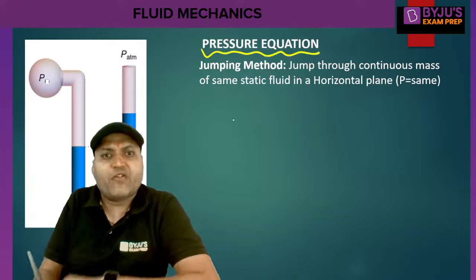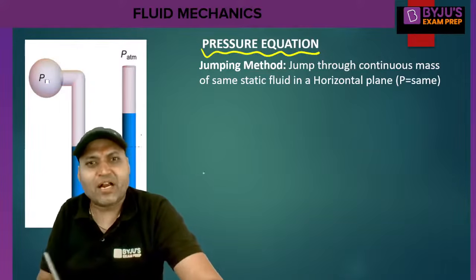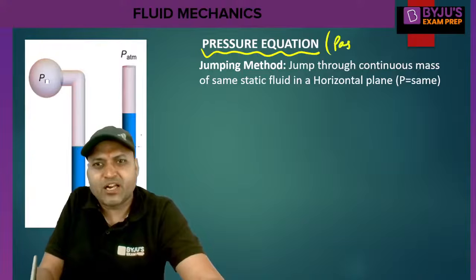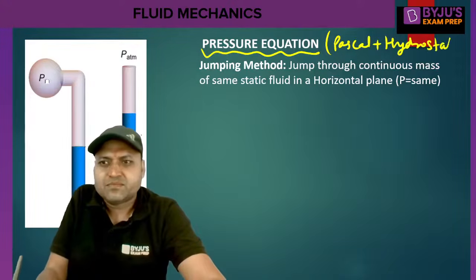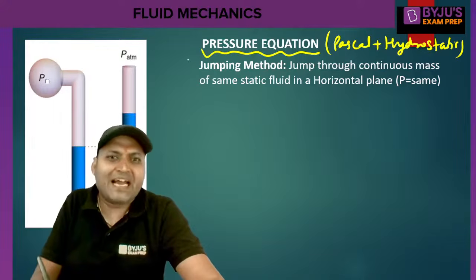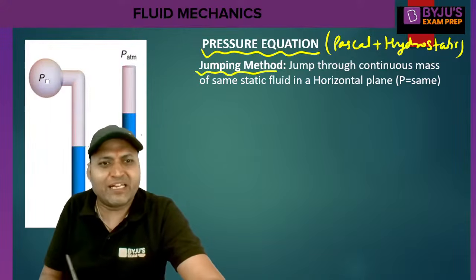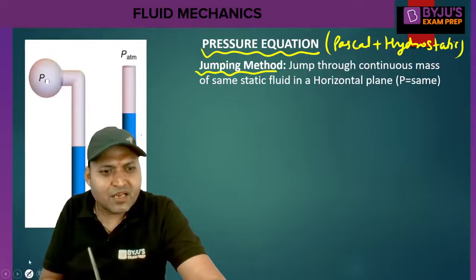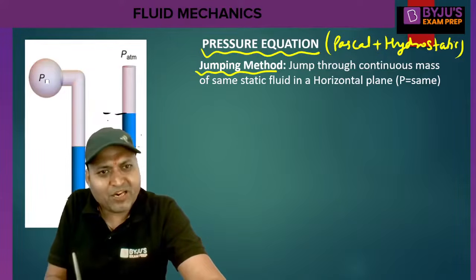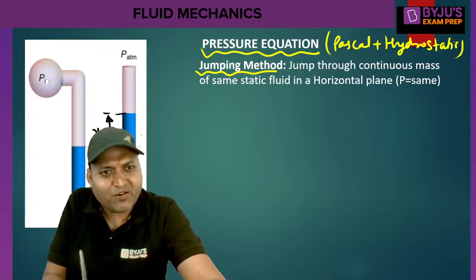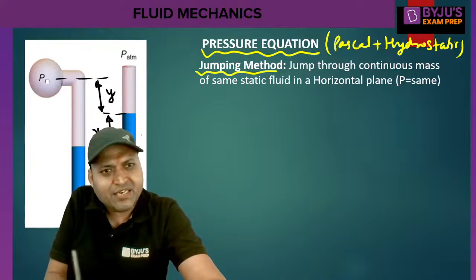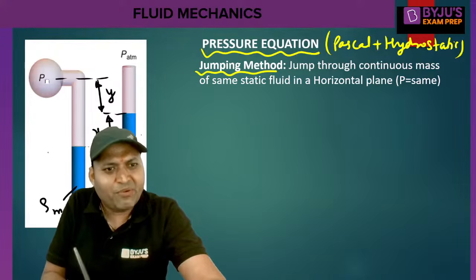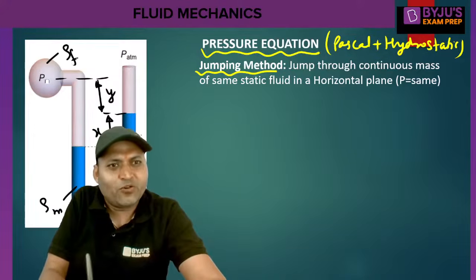Next is the pressure equation. That is very, very important. By using the Pascal law plus the hydrostatic law, we can write the pressure equation. There are two methods. One is called the jumping method. Try to understand this. Let us say the manometric fluid deflection is x, and the height of the pipe is y. The density of the manometric fluid is rho m, and the density of the flowing fluid is rho f.